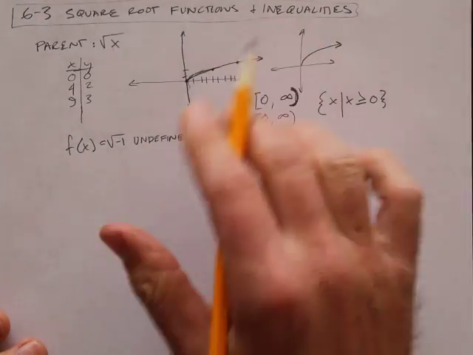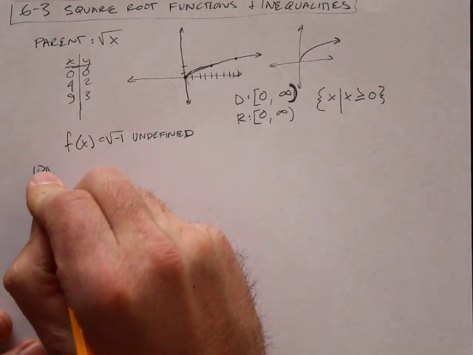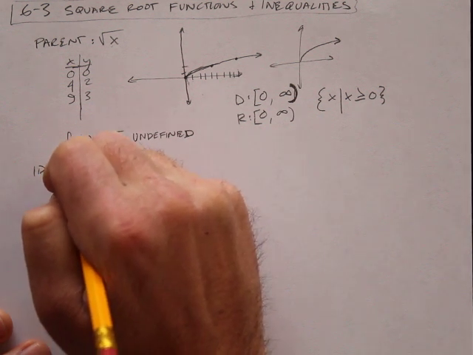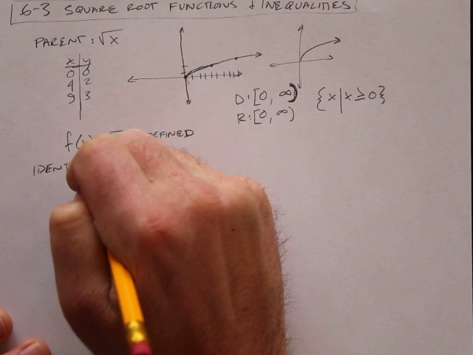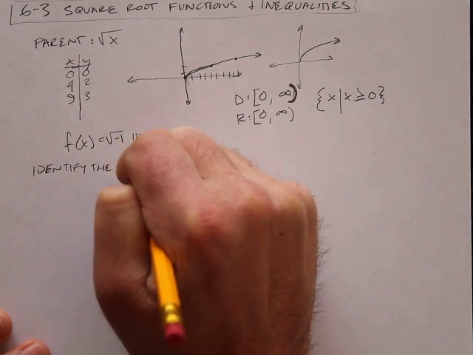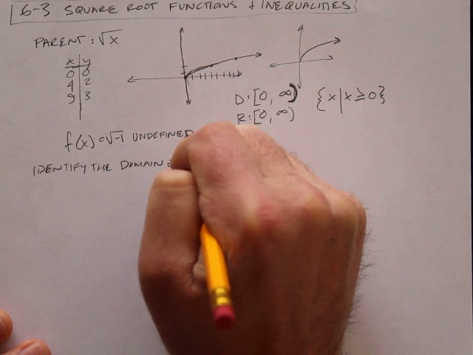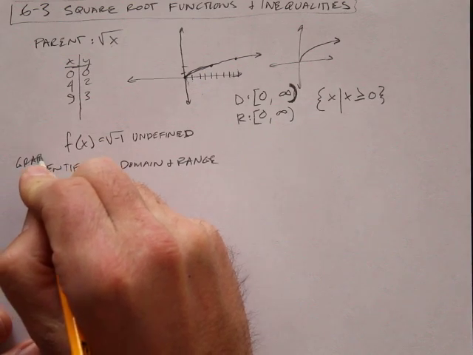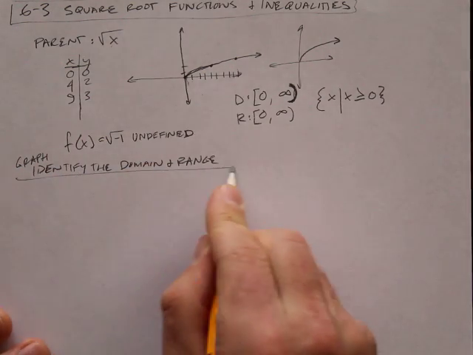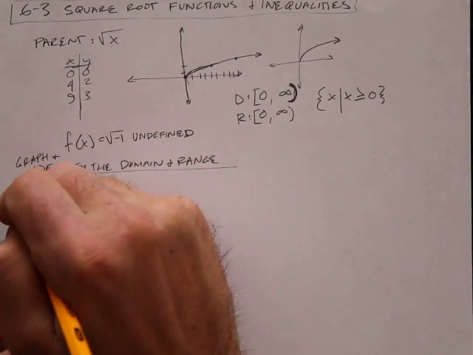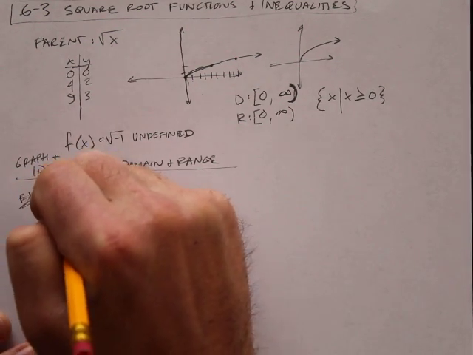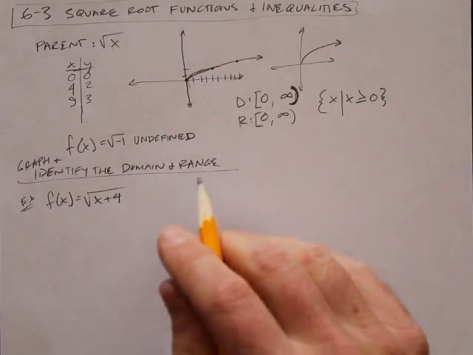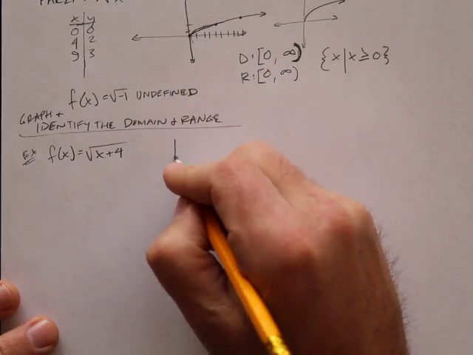All right, let's do some examples here. First, we're going to graph and identify the domain and range. Here's an example. f of x equals the square root of x plus 4. So let's graph this.